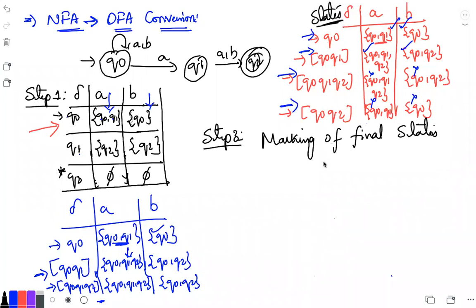But now, coming into the DFA, we should have a final state, right? Now, how to judge the final state? That's the question. In order to mark the final states in the new states, all you need to do is watch the original NFA. What is the final state in the original NFA? Q2, sir. Q2. Okay. So in the new states, the states that have Q2 will by default become final states.